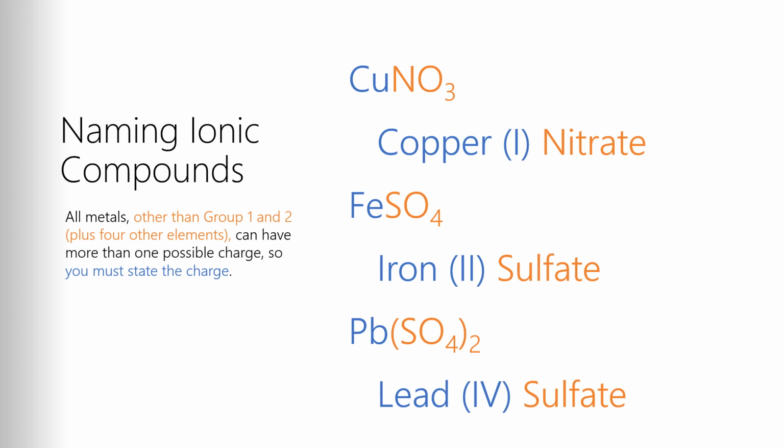No. The number is the charge on the metal, right? So iron 2 means it's iron 2 plus. Lead 4 means it's lead 4 plus, right? What I'm doing is I'm explicitly stating what the charge on the element is. So when I say copper 1 nitrate, there's only one way to interpret that. I have copper, which is +1. I have nitrate, which is -1. So it must be CuNO3.